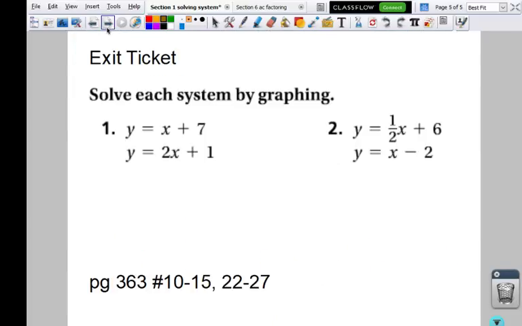All right, that is it. So if you haven't yet, do your exit ticket. Solve each system. Remember, if there's one solution, give me the x comma y. If there is a whole bunch, you write infinite solution. If there's none, no solution. And then I'll put your homework on Google Classroom right now.